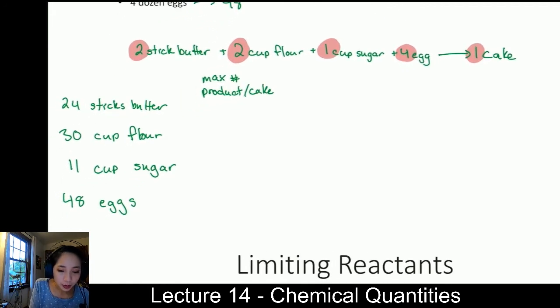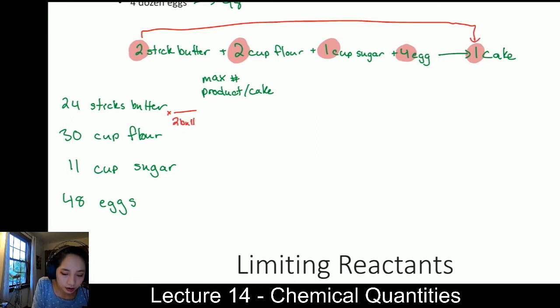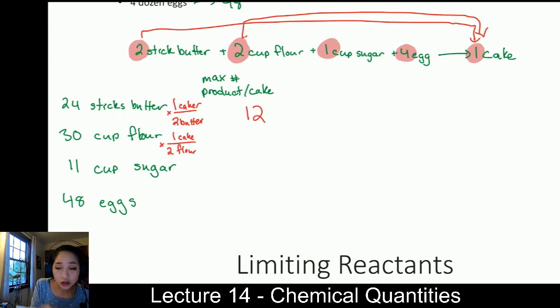So I could actually do the stoichiometry here. 2 sticks of butter makes 1 cake, so I can make 12 cakes with those sticks of butter. And then for flour, 2 cups of flour can give us 1 cake. This is the same dimensional analysis we've done before. That can make 15 cakes, assuming that we don't run out of anything else.